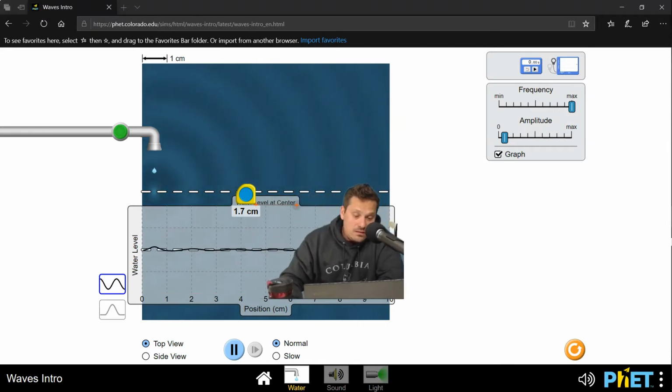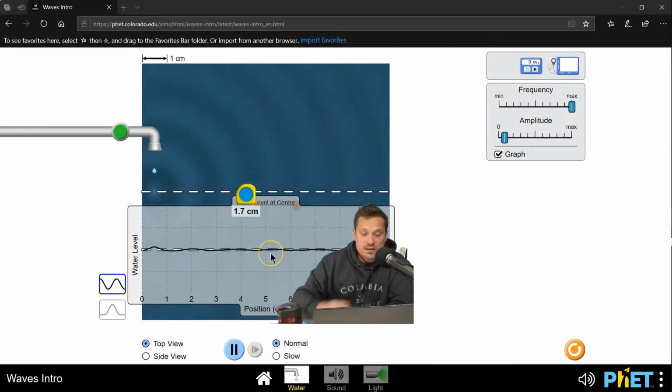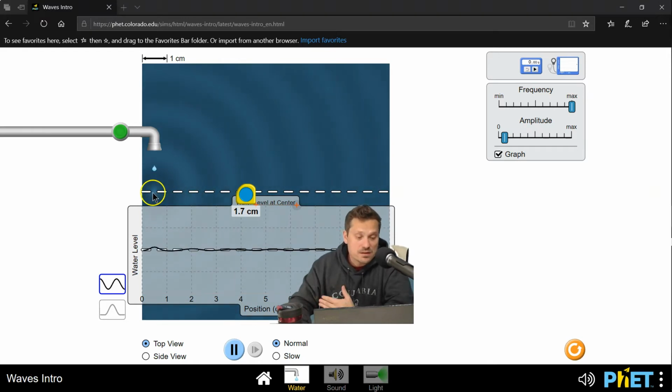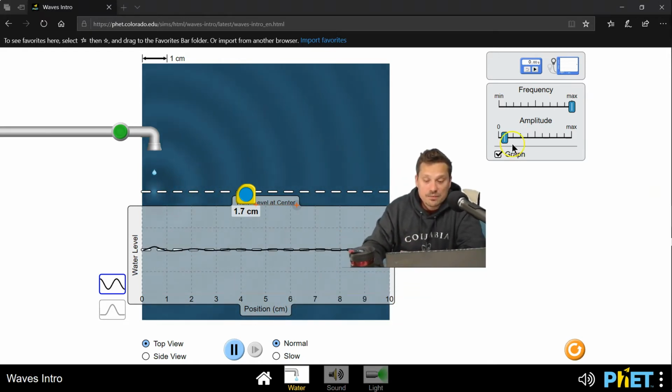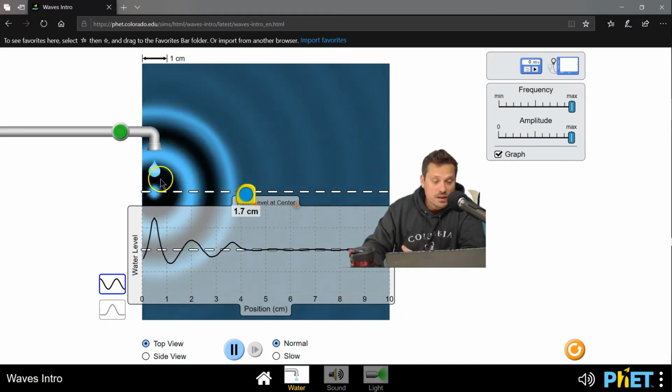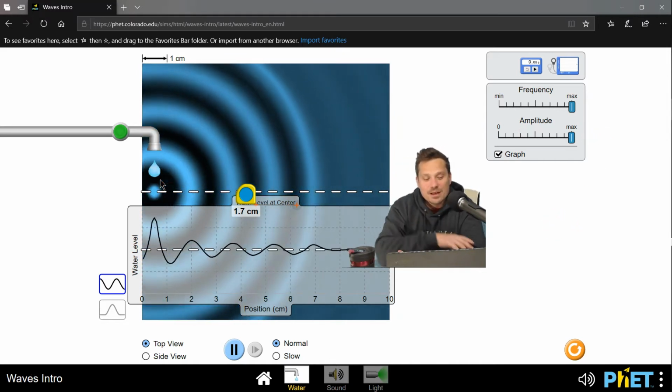If you look along the graph, you see the black line seems to be wiggling along the graph, but it's barely rising above or below. So the amplitude is very small. The water rises or falls below the equilibrium position very, very little bit. That corresponds to a small drop. And again, if you do this on max amplitude, that corresponds to these chunky drops.